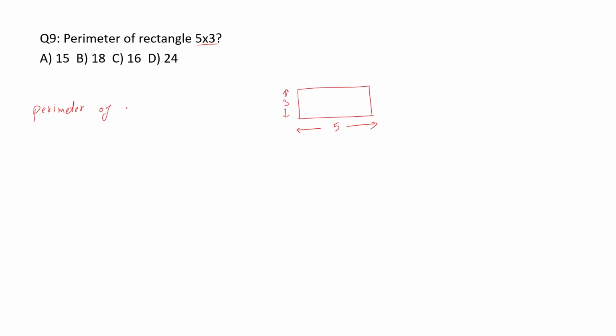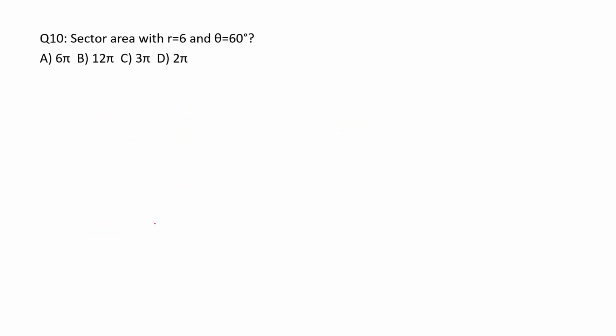Perimeter of a rectangle is equal to 5 plus 3 plus 5 plus 3. And in the formula, it is given by 2 times 5 plus 3. So 5 plus 3 is 8. So 2 into 8 is 16. Option C is correct. Next problem.